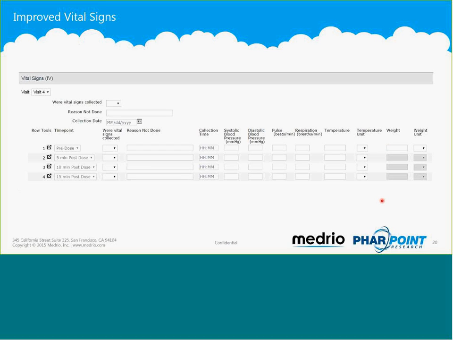The side benefit of all this is having a structure like this now allows us to combine skip logic to very clearly show the sites at entry, for example here, that weight is only collected at pre-dose and not at any of the preceding time points.